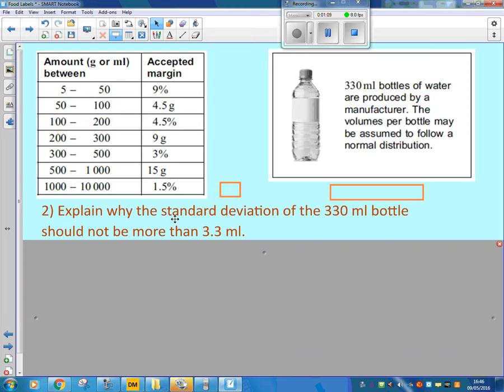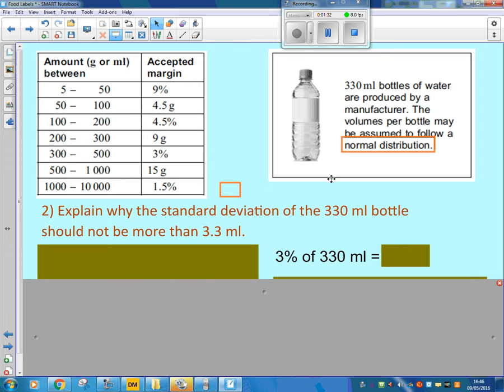Question 2. Explain why the standard deviation of a 330 milliliter bottle should not be more than 3.3. So it's allowed to be less, but not more than 3.3 milliliters. The first thing to notice is that the 330 milliliter bottles form a normal distribution. So if it's a normal distribution, we also need to compare that with the accepted margin.